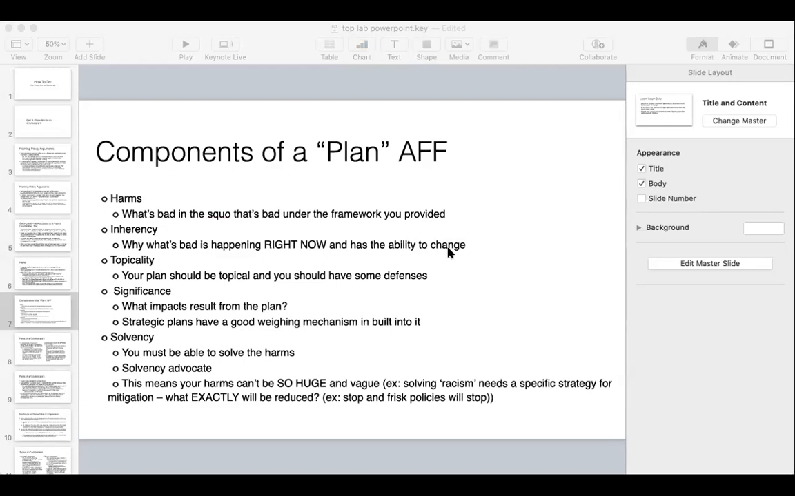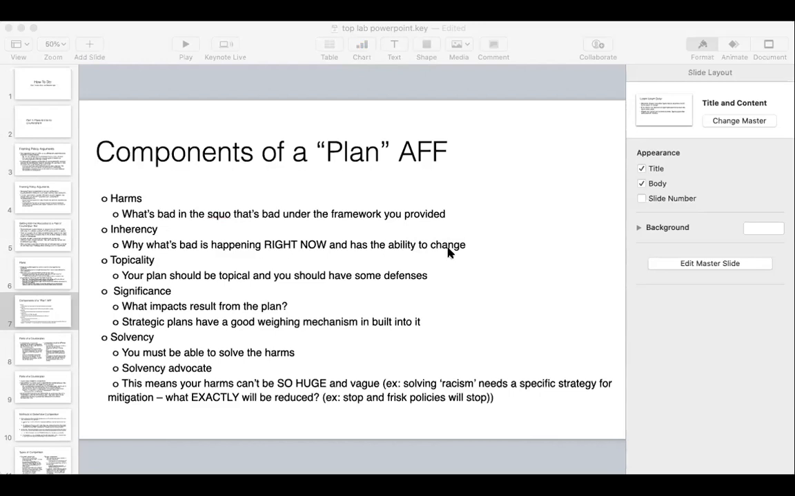Okay, so inherency, you should think of as a description of what is happening right now. What are you trying to change? Then the next part is topicality. We can talk more about the theoretical justifications behind topicality later when we do the theory discussion. But essentially, topicality just means that your plan needs to reference the topic in some way or talk about the topic in some way, and that you should have some kind of defenses for why that plan is topical.